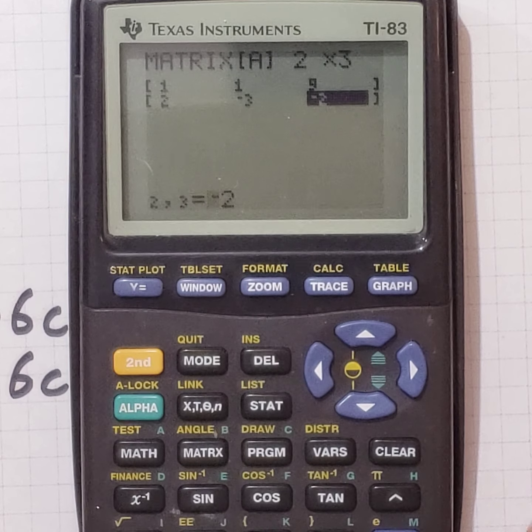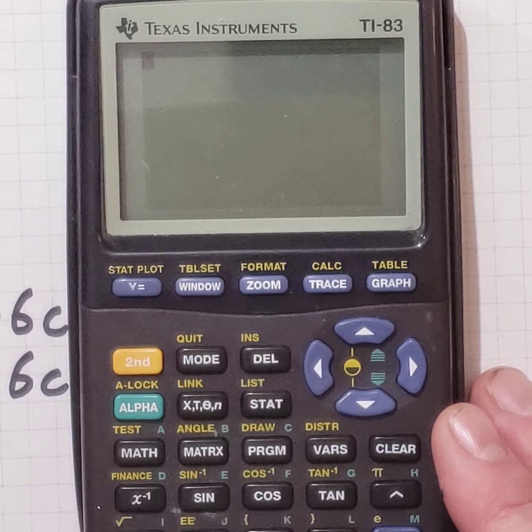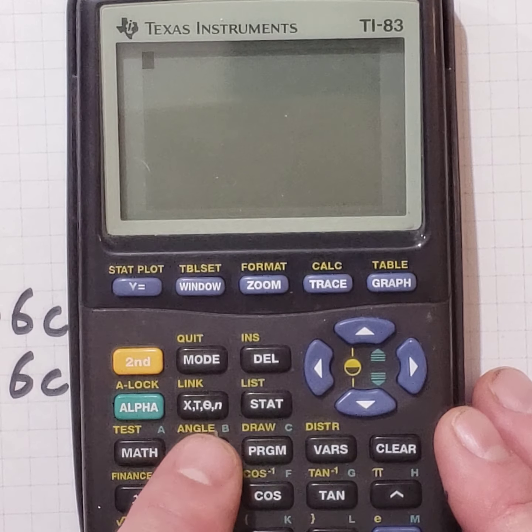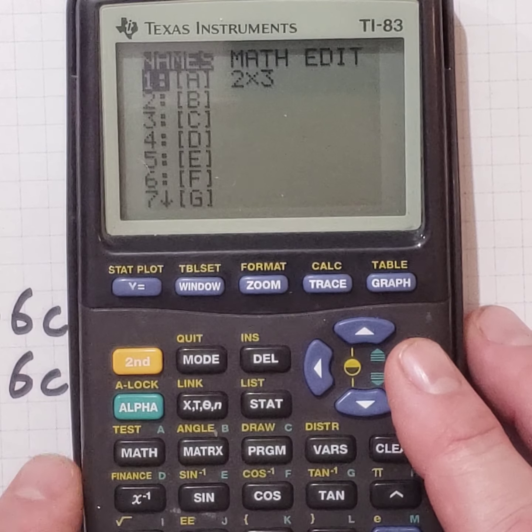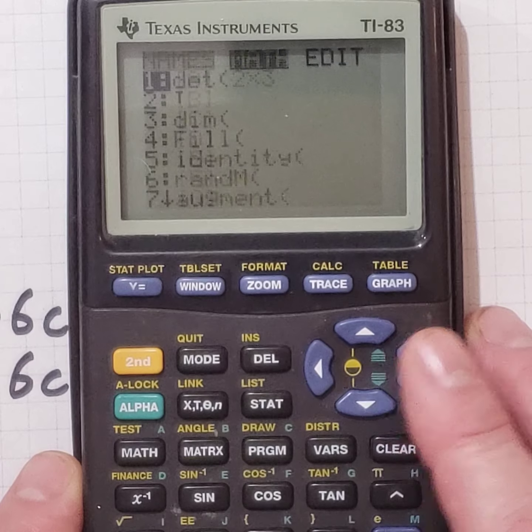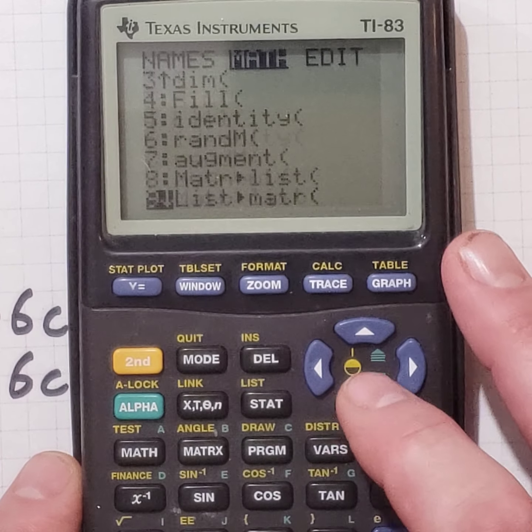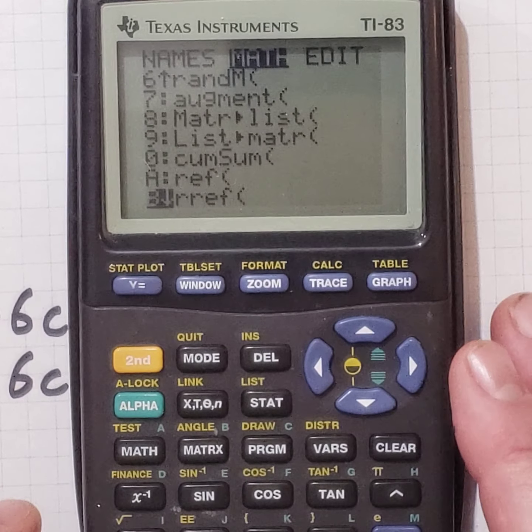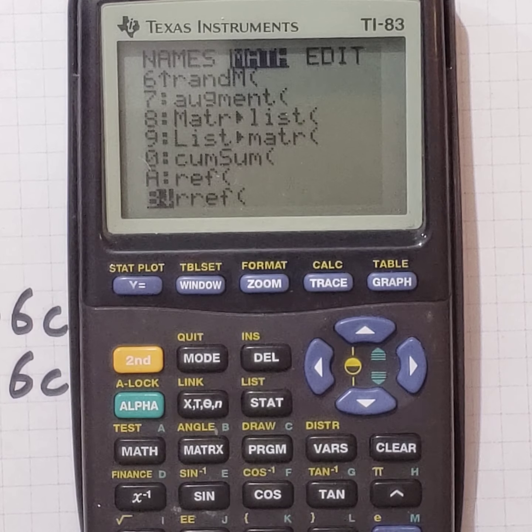All right, once we've got that, go second mode, which quits. That takes us back to our home screen. And we want to go to matrix again. And this time, arrow over to math. And we want to scroll down to RREF. Okay, you don't need to worry about what any of these things are. RREF stands for Reduced Row Echelon Form. You don't need to know that.